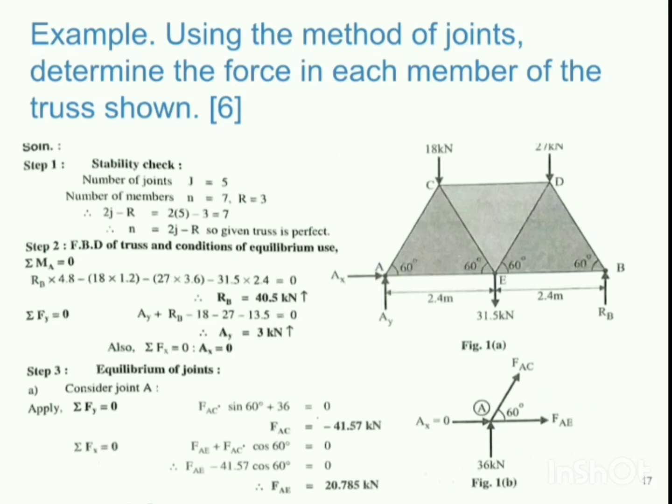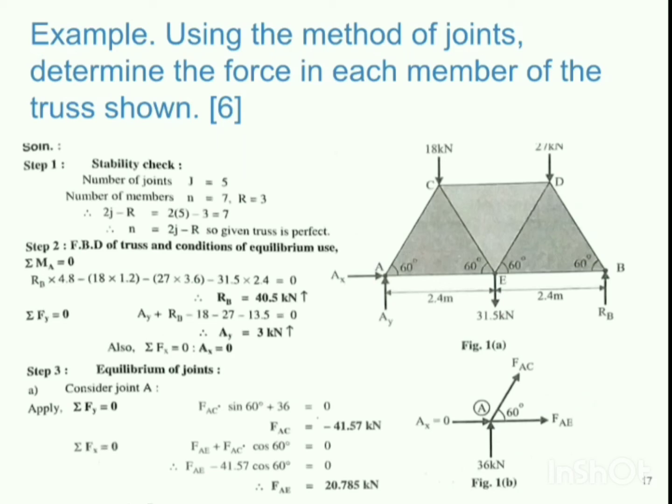This negative value implies that our assumption, that is FAC acting away from the joint, is incorrect. Okay, please don't get confused with the negative sign. It is just a representation that our assumption is incorrect. FAC is acting towards joint A. That means it is carrying a compressive force. Whereas FAE, we got a value positive 20.785 kilonewton. That means our assumption is correct. It is acting away from the joint.